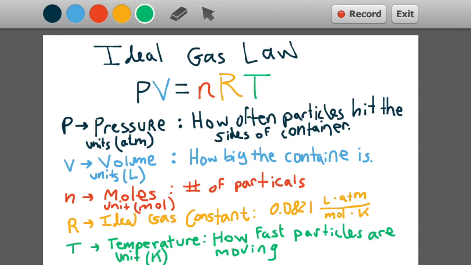But this is the ideal gas law formula. In the next tutorial videos, you're going to be learning about how to use this formula to solve problems involving ideal gases.